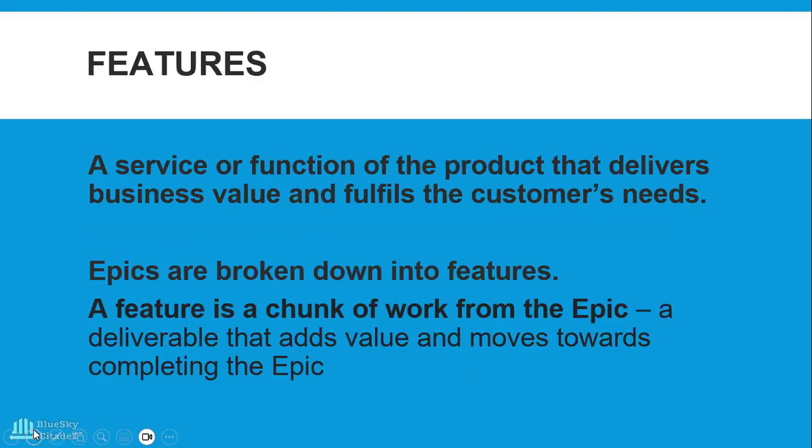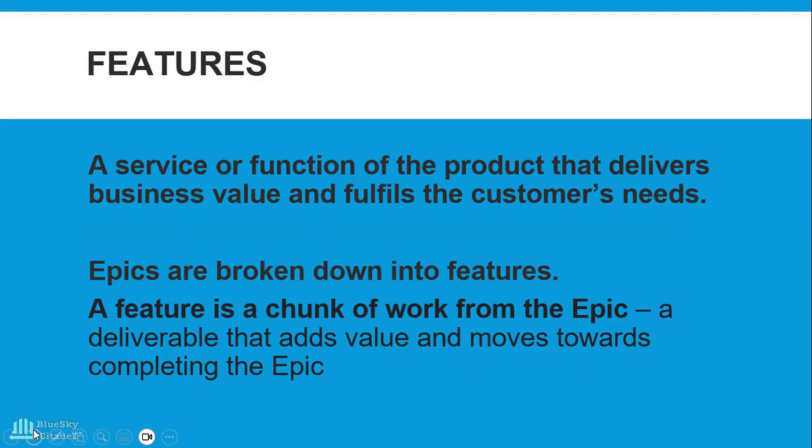Right. Features. So we said we'll talk about epics, features, user stories, and acceptance criteria, isn't it? So we're just doing the definitions just now. Features. What are features? A feature is a service or function of the product that delivers business value and fulfills the customer. That sounds really vague, right? Because even the epic can deliver business value. But if you go to the second paragraph, it says epics are broken down into features.